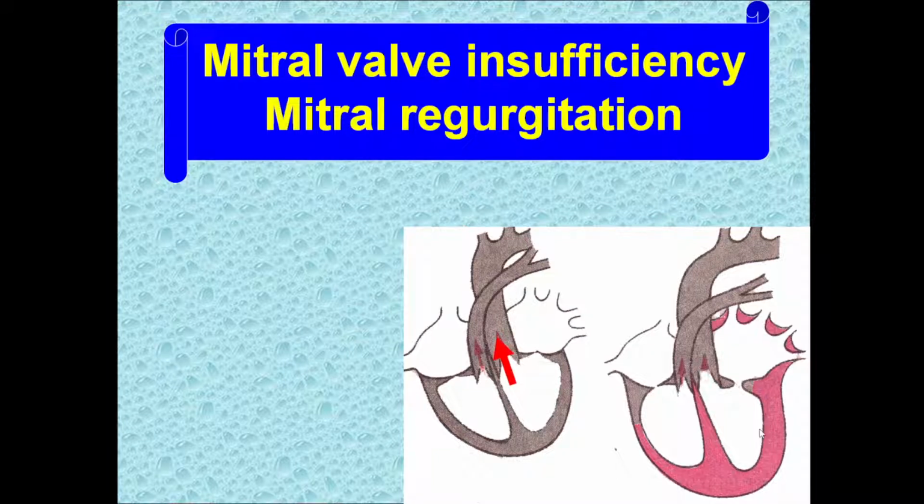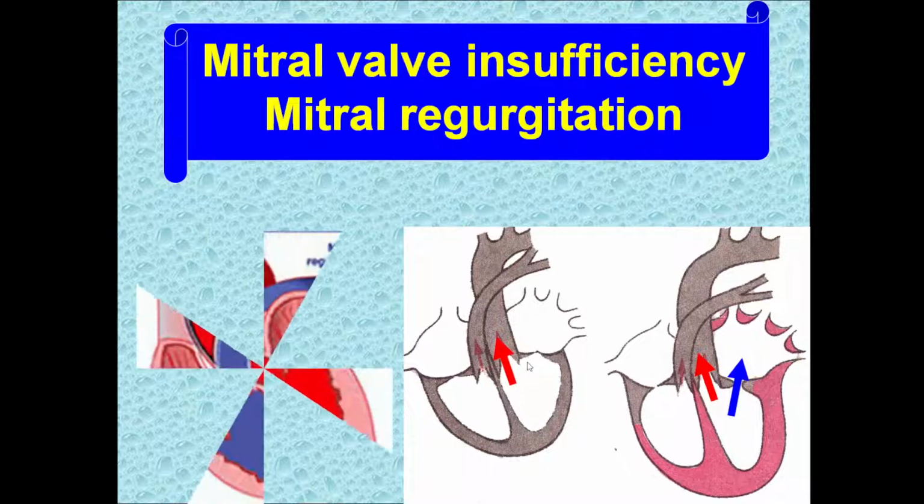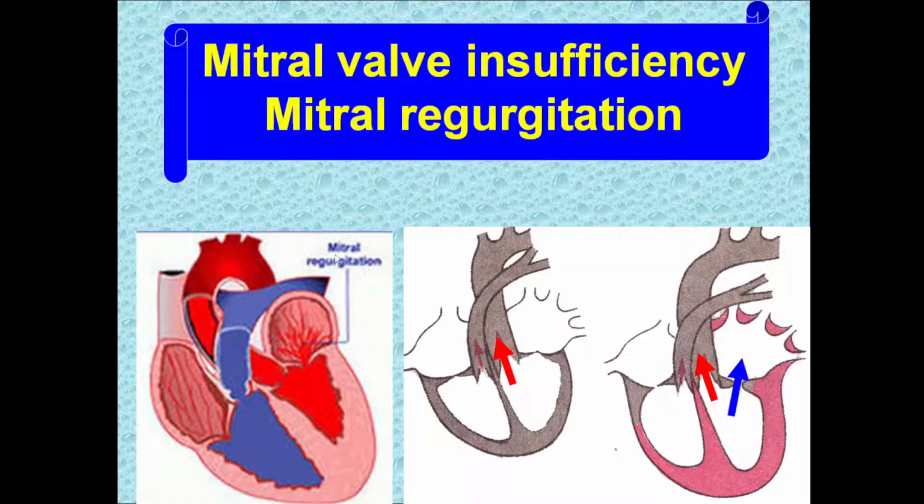We are talking about pathological hemodynamics, pathological blood regurgitation. Normally, during the diastolic period, the vessel orifices are open and the atrioventricular orifice must be closed. This picture also demonstrates normal and pathological blood regurgitation.